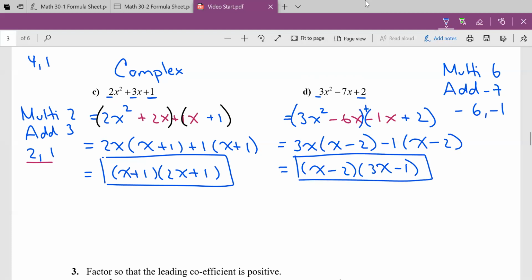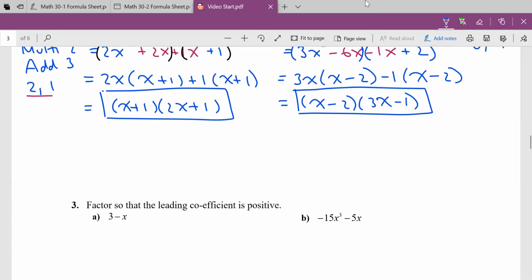Now, we don't get complex trinomials that much in 30-2. Definitely difference of squares and simple trinomials and just a basic greatest common factor are more important, but we will see more complex trinomials towards the end of the unit. So they're still important, but just not as important as difference of squares and simple trinomials.